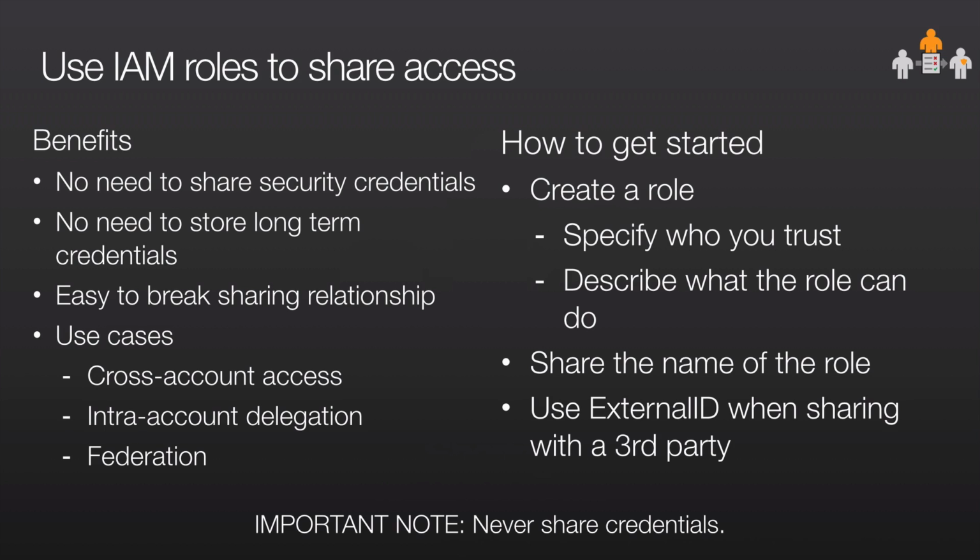It's very easy to break a sharing relationship, and it has many use cases, things like cross-account access, intra-account delegation or federation. You should never share the static credentials, the AWS secret and access key. Always use an assumed role with IAM as a mechanism for granting access to endpoints. So you just create that role, specify who you trust, and describe what the role can do. Then you share the name of that role externally, and there's an API that your federation partners can call in order to gain access to a temporary set of security credentials, which will inherit the permissions of the role that you've shared with them. So it's a very powerful feature and something that's well worth investigating in more detail.